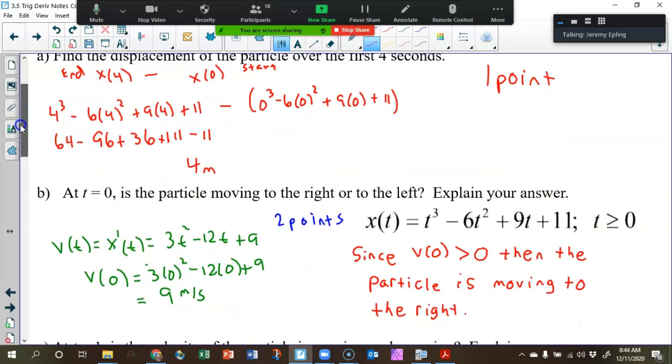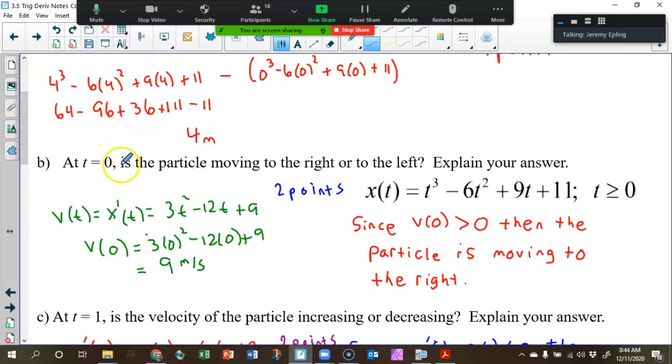Now, part B is worth 2 points. So part B says at time t equals 0, is the particle moving to the right or to the left, and we've got to explain our answer. And so in this problem, the 2 points are from, first of all, correctly saying the particle is moving to the right. Now, I know the particle is moving to the right because I looked at the derivative of position. Now, I've called that velocity. Okay? And I calculated that derivative at 0, and it was greater than 0. It was a positive value. That tells me that position is increasing, therefore I'm moving to the right.